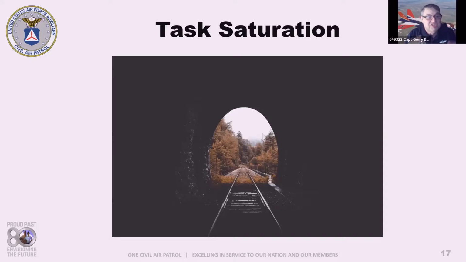The mission is not that important that one of our members has to go through a physical or mental, for lack of a better word, breakdown.